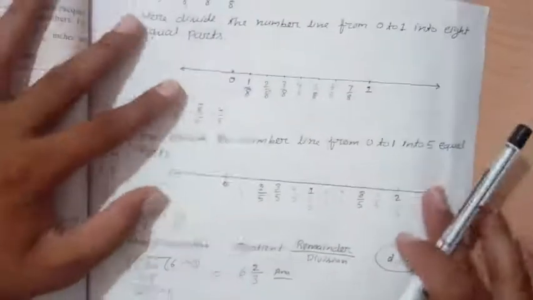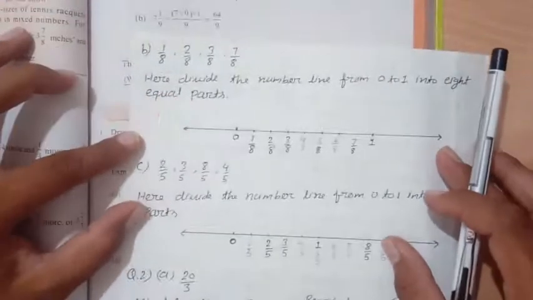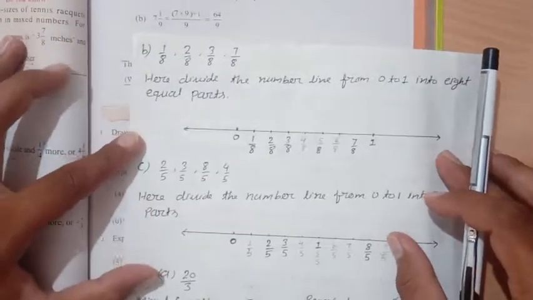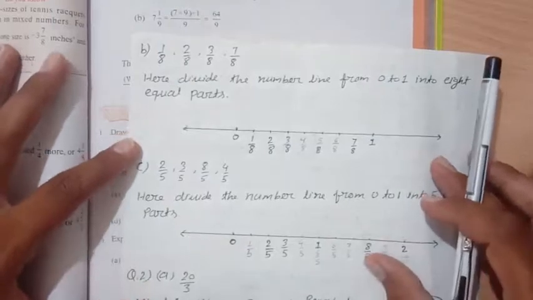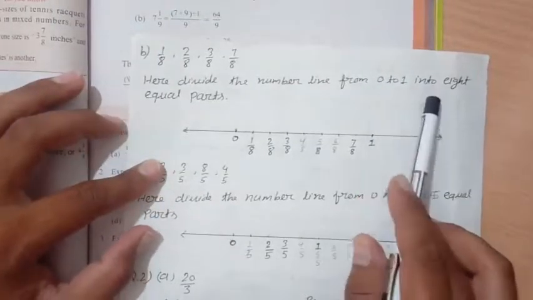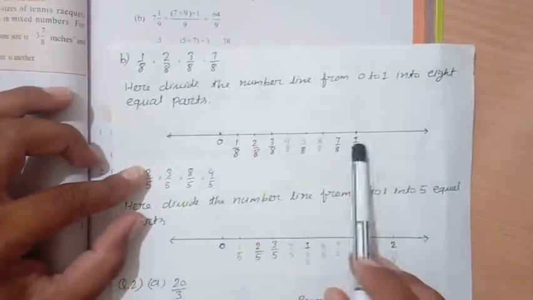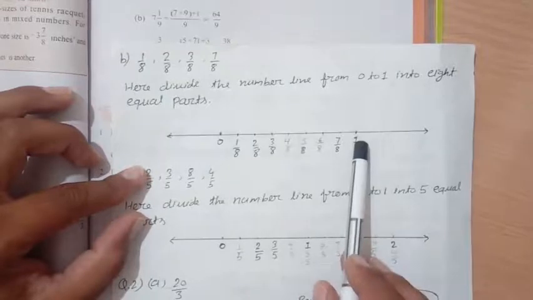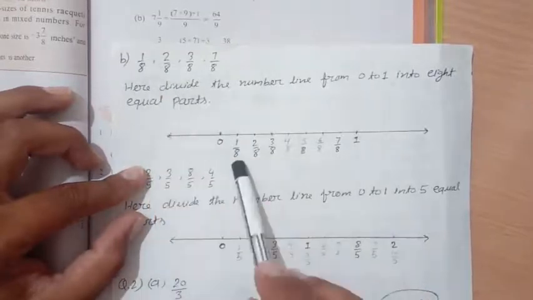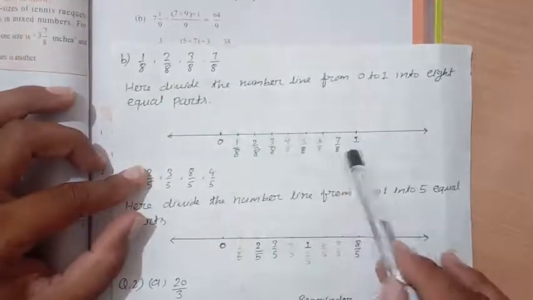Similarly, in the B part, 1 by 8, 2 by 8, 3 by 8 and 7 by 8. Now here there is no need to convert, but we have to divide 0 to 1 into 8 equal parts. So now mention here 1 by 8, 2 by 8, 3 by 8 and this is 7 by 8.